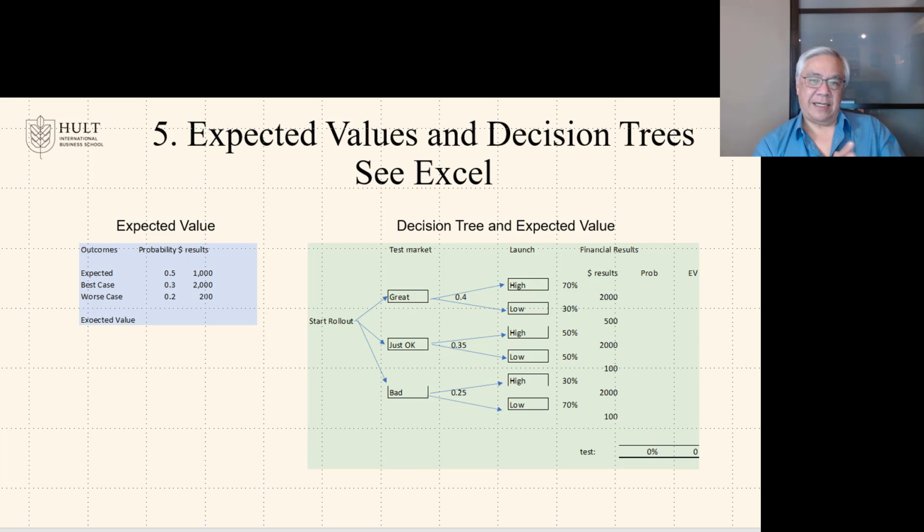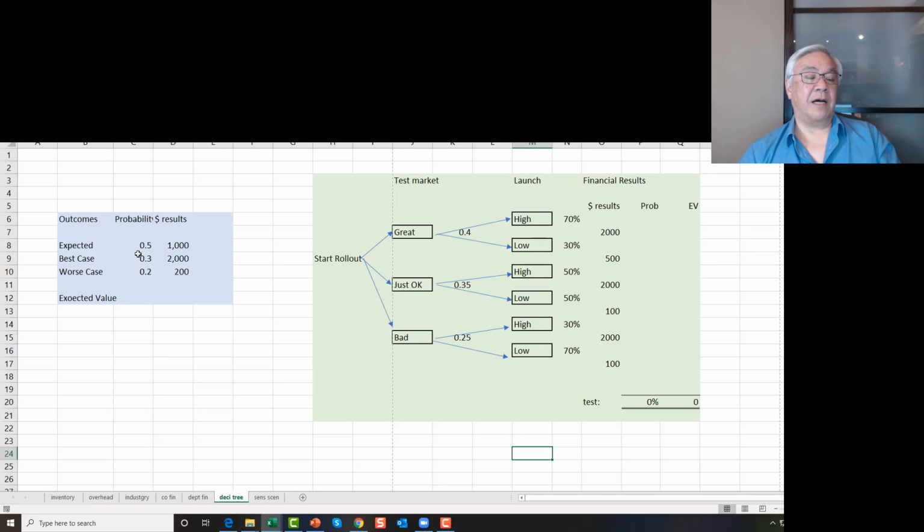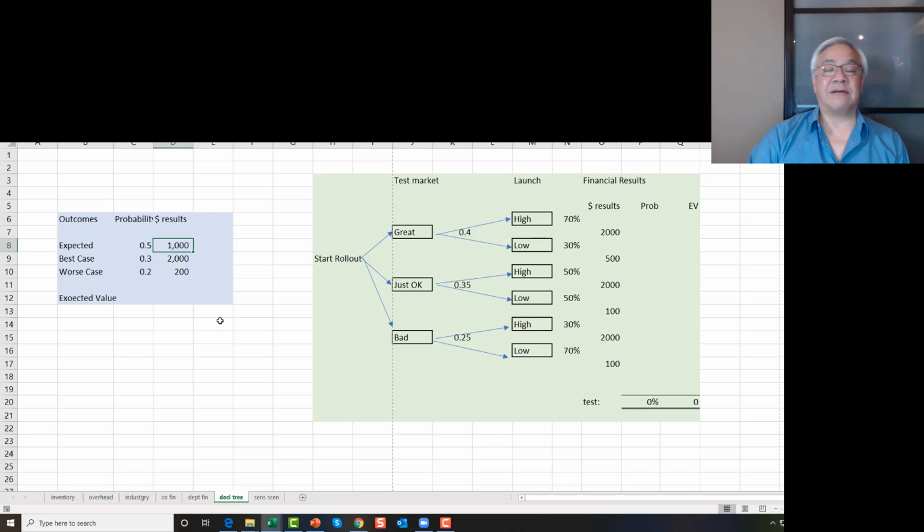So these are two techniques. I'll show both in Excel. The first is expected value, and the second is decision trees. All right, so here's an example of expected values. Simply saying, well, what do you think we'll do? Well, I think we'll sell 1,000. Oh, really? How certain are you? Could it be higher? And they say, oh yeah, it could be 2,000. Could it be lower? Yeah, I guess it could be 200. All right, so now we've bounded the range of possibilities.